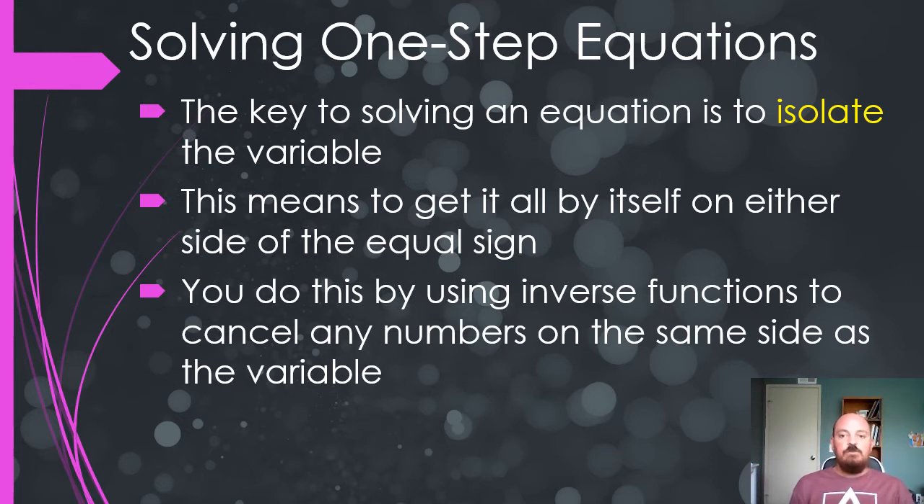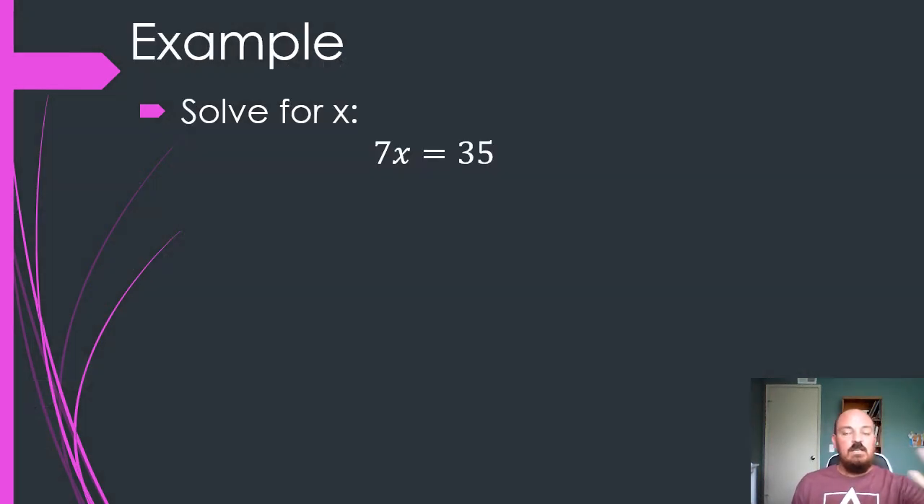And we're going to do that using inverse functions. What we want to do is cancel out any numbers that are on the same side of the equal sign as the x. If you cancel out those numbers, then you've isolated x and you've solved. So let's do a few examples. These are going to be nice and easy, because remember, this is one-step equations. So each one of these 3 examples we're going to do, we should do one thing and be done.